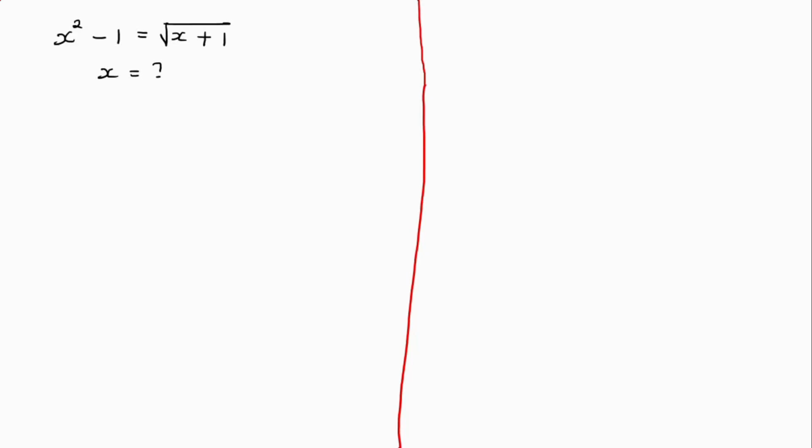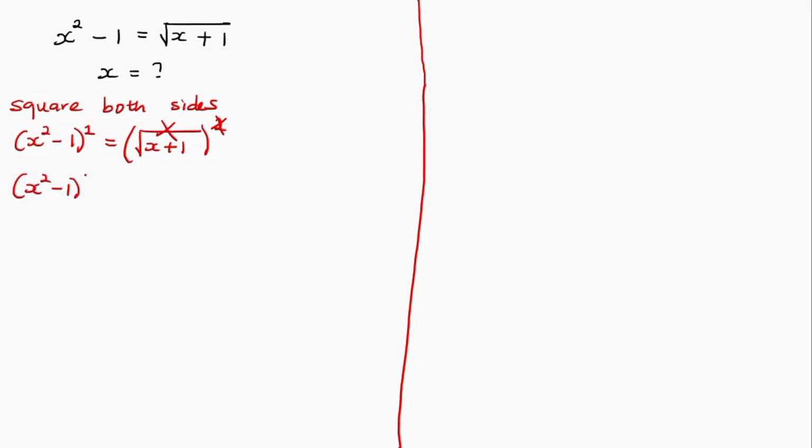So we have a question right here that says x squared minus 1, all squared, is equal to the root of x plus 1. We are to solve for x. So the first thing, guys, you want to do right here is to simply square both sides. We have x squared minus 1 all squared is equal to the root of x plus 1, and by squaring this, the square cancels out the root. So we have x squared minus 1 all squared is equal to x plus 1.